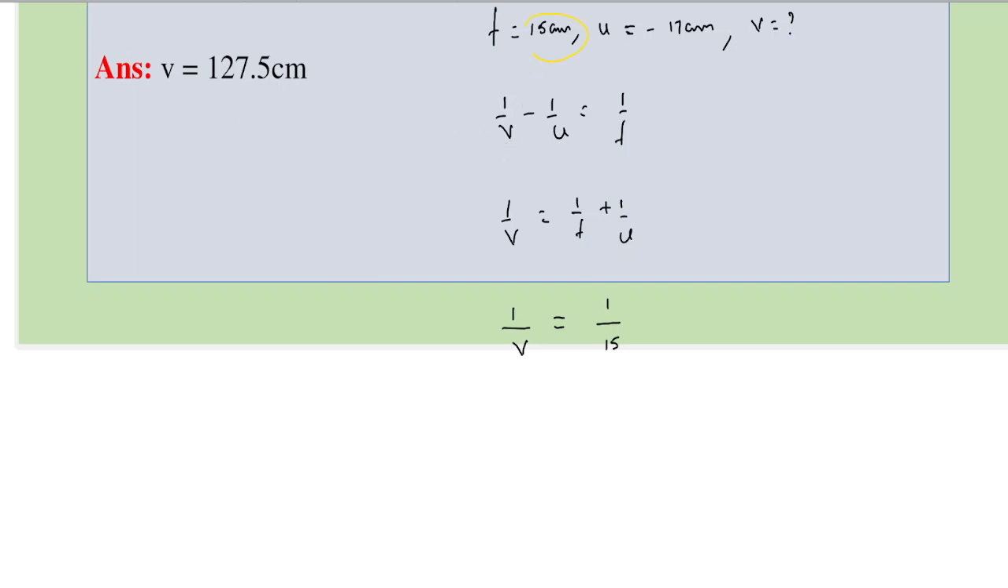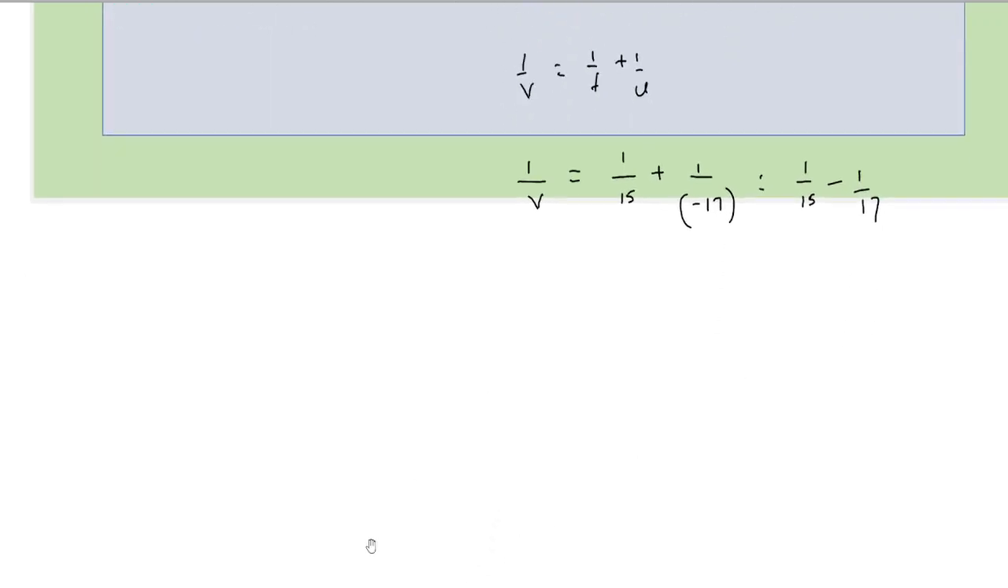And finally, we can convert the answer into meter, because in many numericals, the distances or focal lengths would be in centimeter only. So plus 1 by minus 17 is equal to 1 by 15 minus 1 by 17. If you take LCM, it becomes 17 minus 15 by 15 into 17, that is equal to 2 by 15 into 17, which is 2 by 255. That's 1 by v.